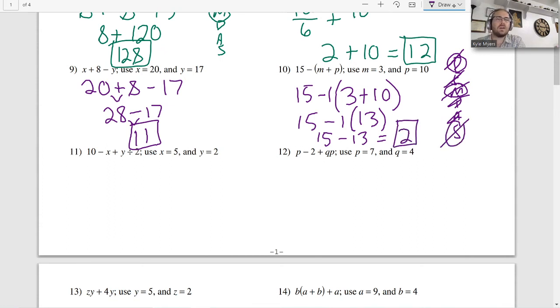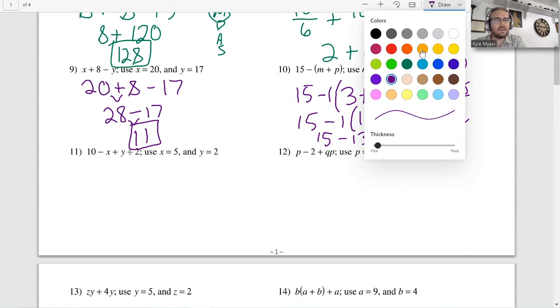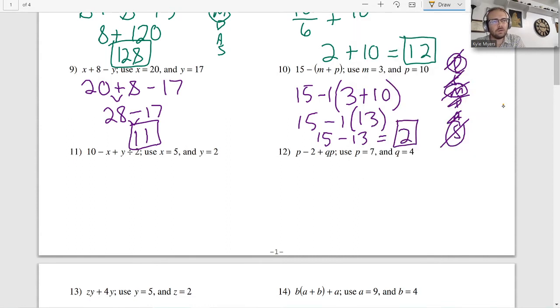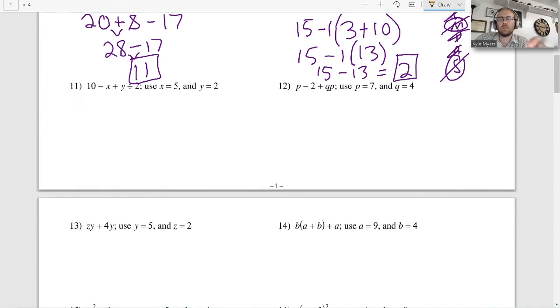All right, and the last of the secondary colors is orange. So use some orange here. And then we'll get into tertiary colors.